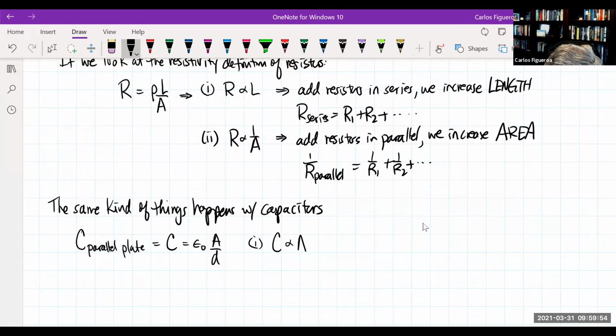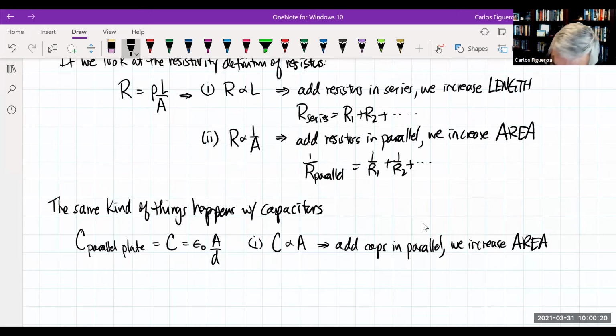C is directly proportional to the area. How do I increase area? We have to put things in parallel. So when I put things in parallel, this tells us that as we add caps in parallel, because they're in parallel, what do we increase? Area, not length. So guess what? In this case, we find that capacitors in parallel add directly, the opposite of resistors.